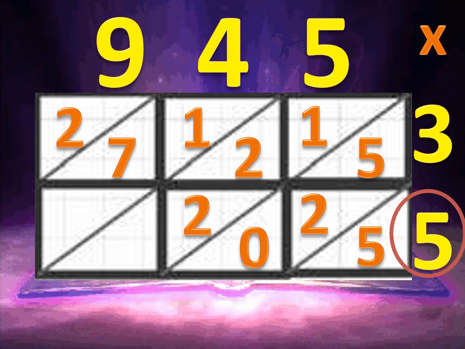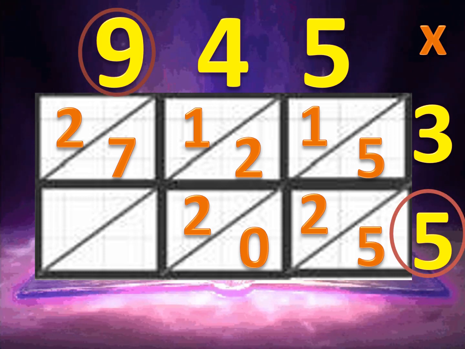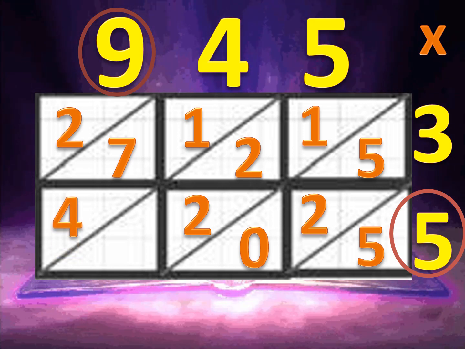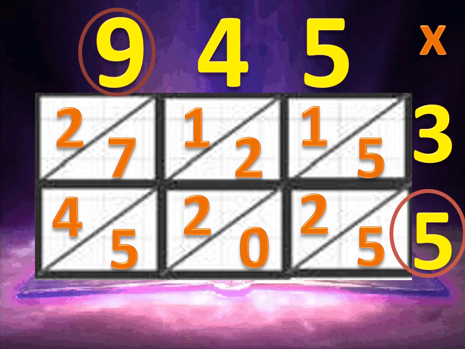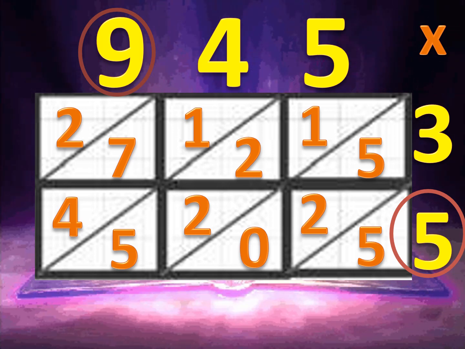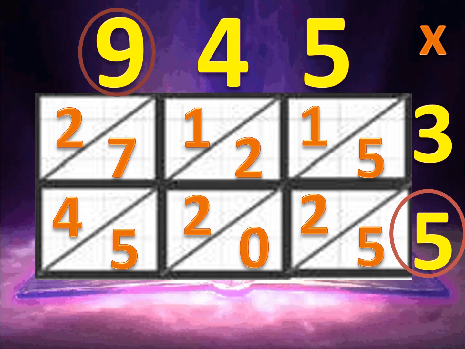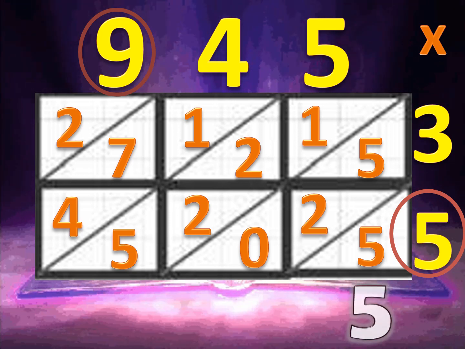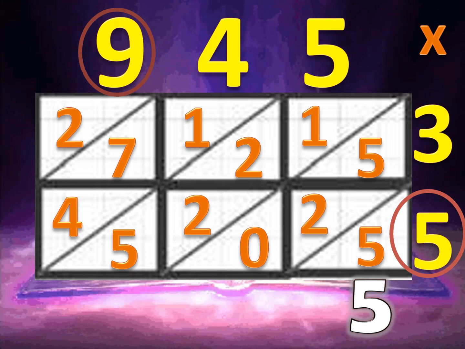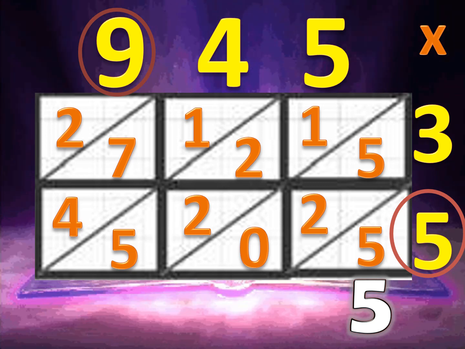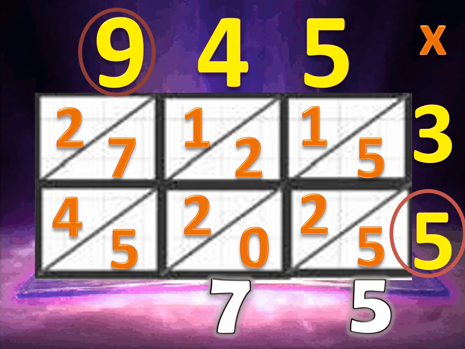Next number, 5 times 9. 5 times 9 is 45. 4 is above, 5 is below. Now we already have our partial product. And to find the final product, you need to add it diagonally. First, bring down 5. For the next diagonal line, 5 plus 2 plus 0 equals 7. You need to write 7 below.